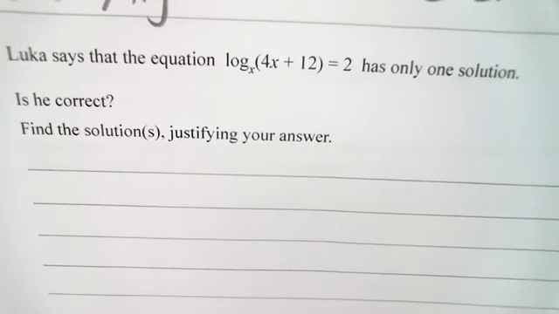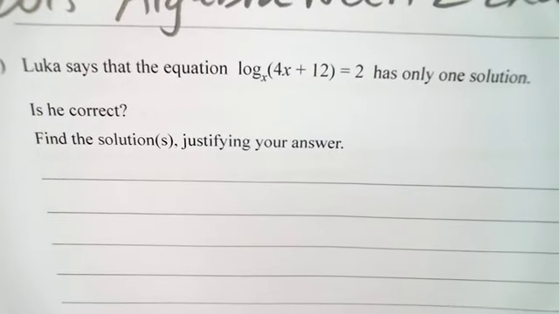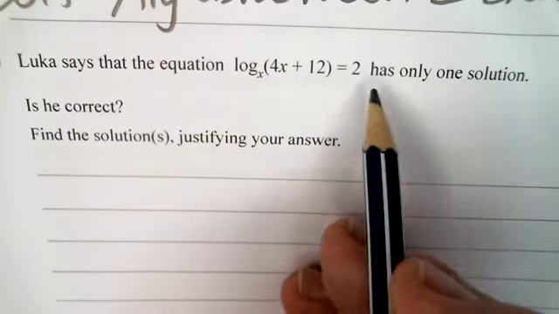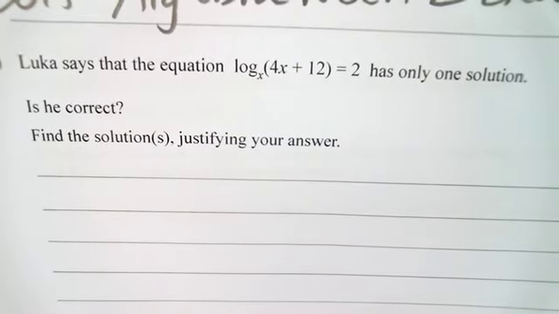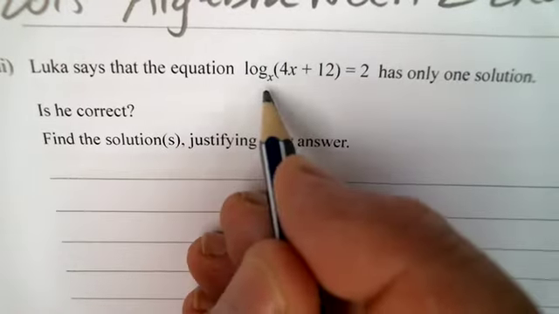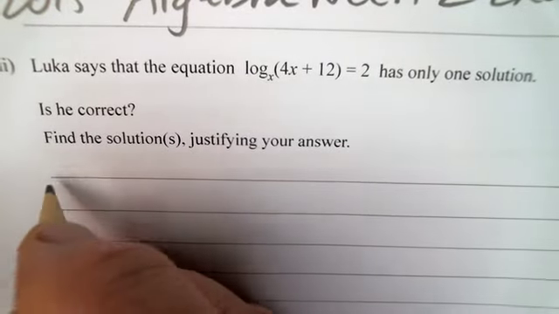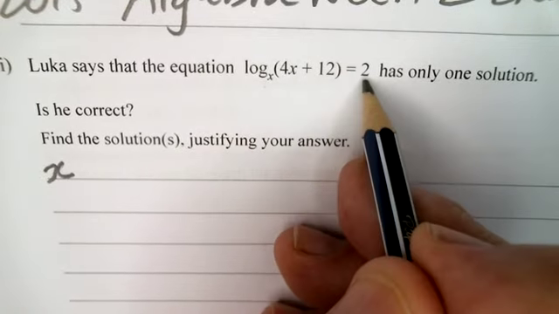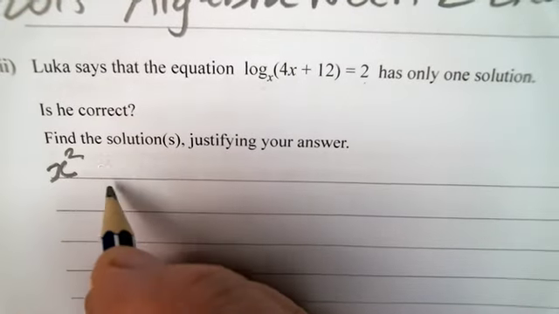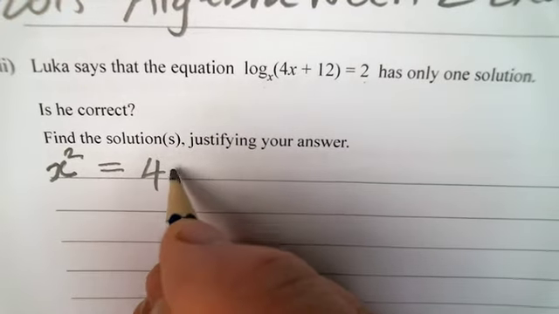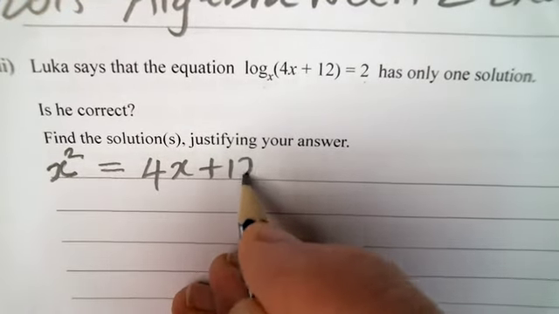So again, the essential skill here, as always, with logs really is to turn a log expression or equation into index form. So to make this index form, we always start by writing down the base. In this case, the base is going to be x. x to the power of 2 is equal to, in this case, 4x plus 12.